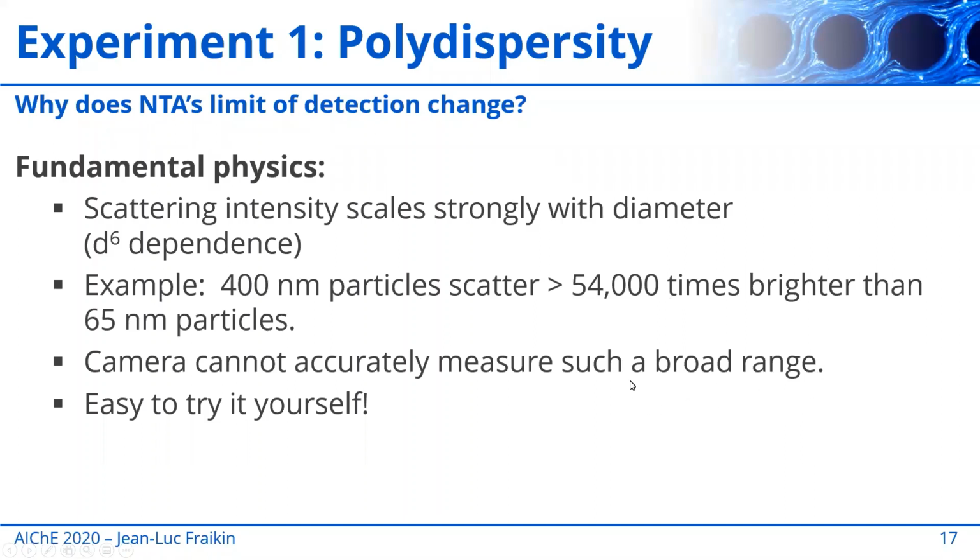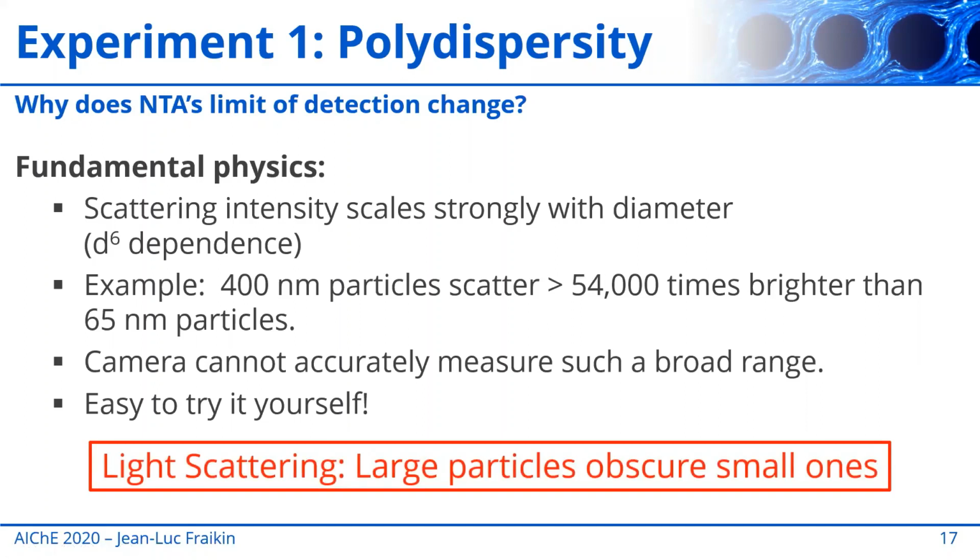I would encourage you to go and try this experiment yourself. It's very easy. It's just a few different sizes of beads. This effect is common to all light scattering techniques, right? Basically, the big particles scatter way more light and they obscure the small ones in the measurement. It's very difficult to measure accurately in a polydispersed sample.